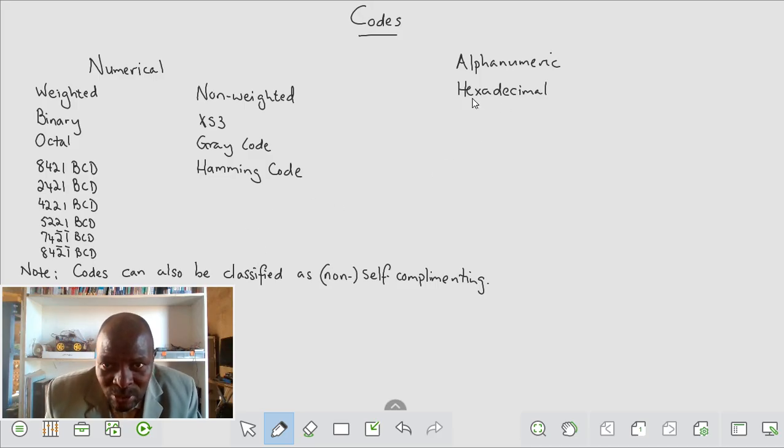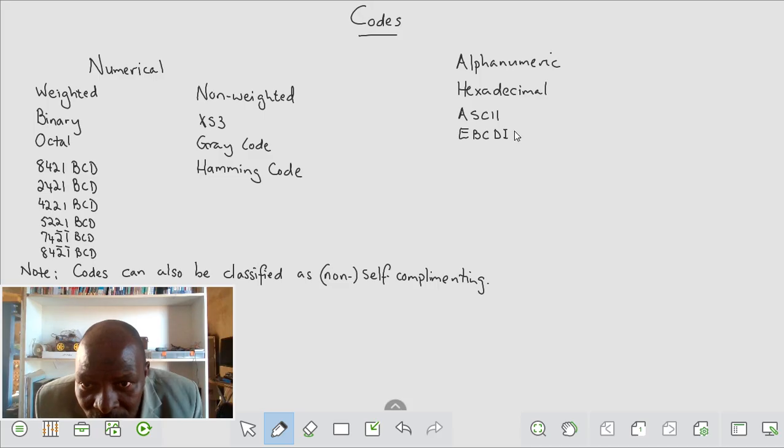I'll come back later also to the alphanumeric codes, because among those alphanumeric codes we can count the ASCII code. We've got the other code called the extended binary coded decimal interchange code. There's an extended version to this. We've got different versions of this particular code.